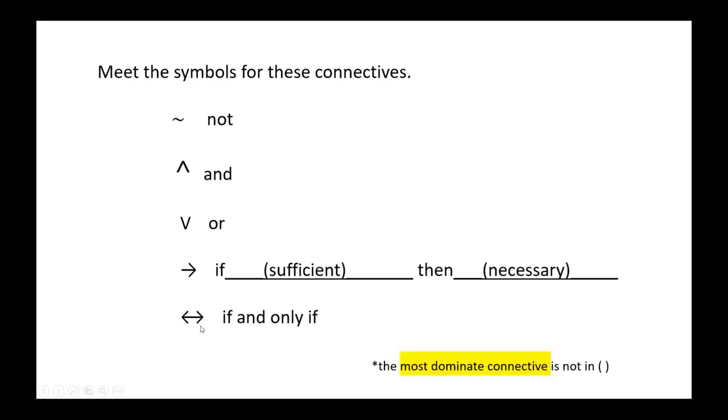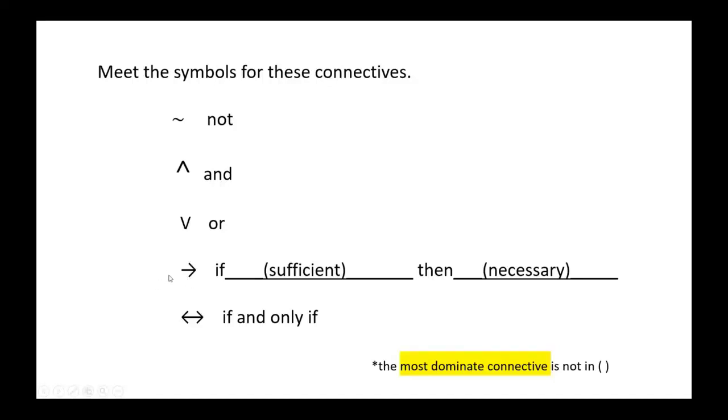These are the key focus symbols of today. So that little wave, the tilde, is not. When you see the symbol that's almost like the letter A, but it doesn't have that cross hatch, so it's kind of like the outside of the letter A, that goes with and. When you flip and over, we get the V. So it is or. Then we have a single-sided arrow and a double-sided arrow. The single-sided arrow we typically just read as if, then.